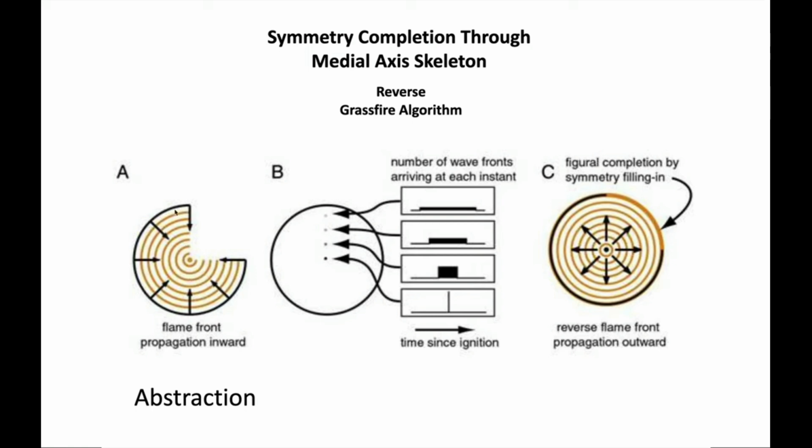This part of the process, reducing a circular arc to a point, is the principle of abstraction. This, taking the circular symmetry of the point and propagating it back out to the whole circle, is a process of reification, completing the pattern based on the symmetries detected in it.